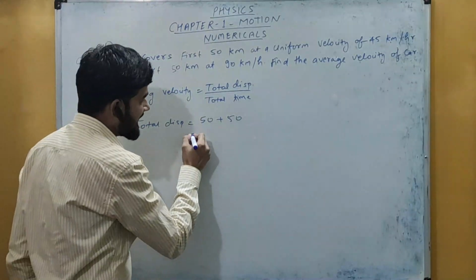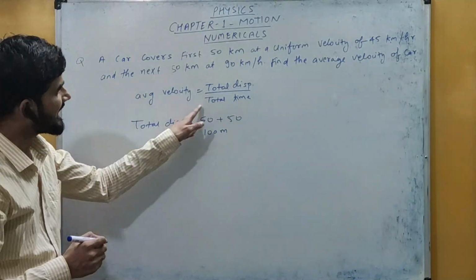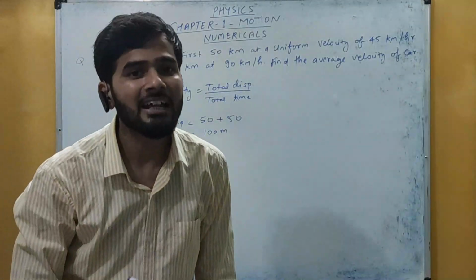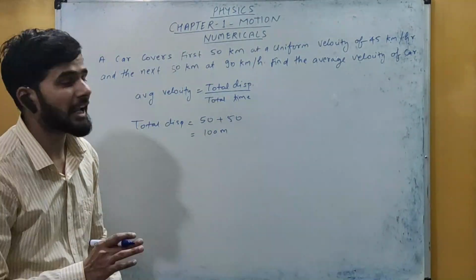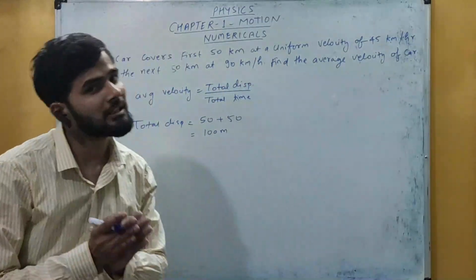So 50 plus 50, that is equals to 100 meters. That will be the total displacement. Now we have to find the total time, लेकिन यहाँ पर time कहीं पर भी given नहीं है. So we have to calculate the time for the first case and the time for the second case, and then we have to add both the values.